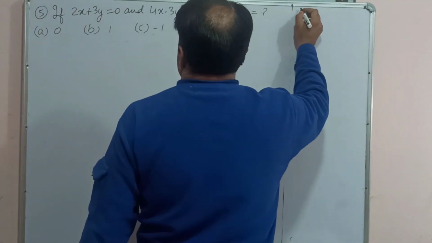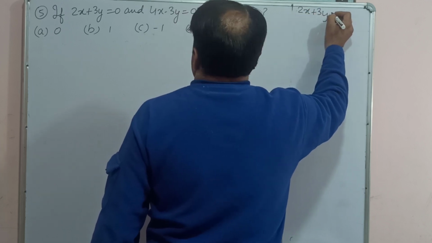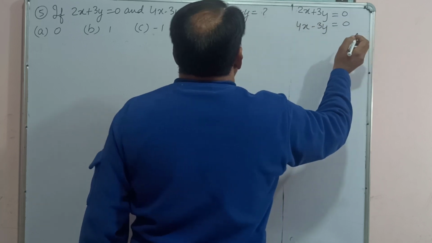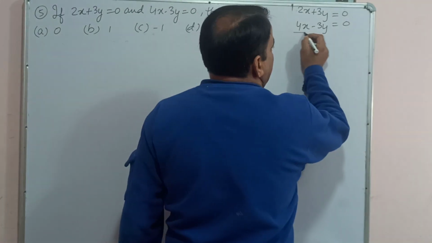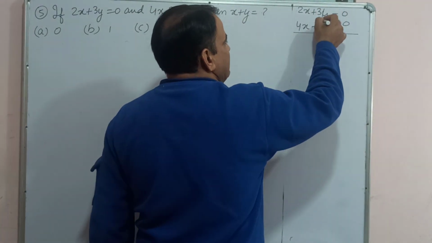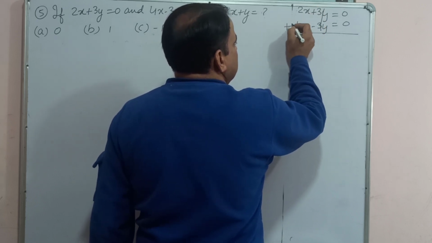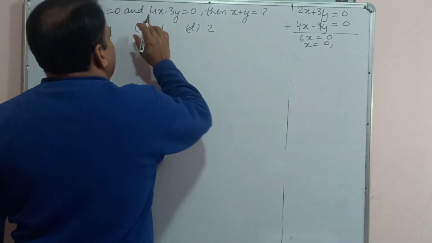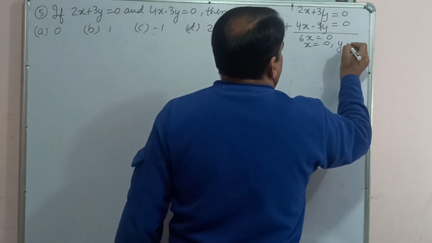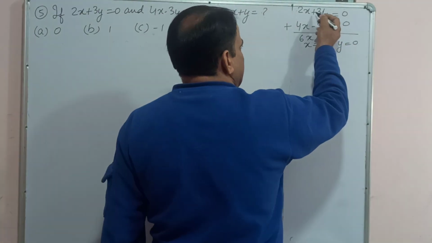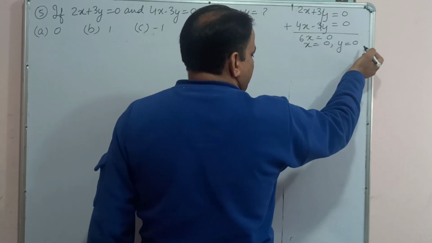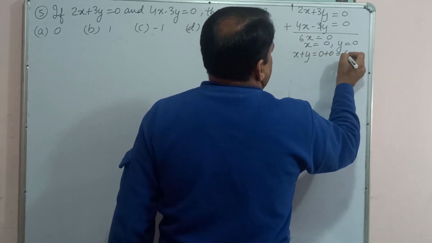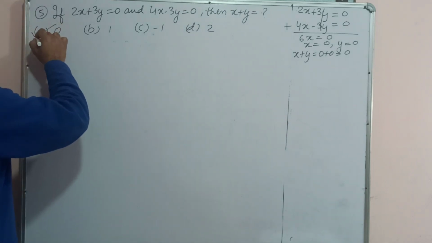By solving these equations, 2x plus 3y equals 0 and 4x minus 3y equals 0, we will cancel plus 3y by minus 3y, and by adding, 6x equals 0, so x equals 0. Similarly, by putting x equals 0 in either equation, we find that y also equals 0. So x plus y is 0 plus 0 equals 0. Our first option A is the right answer.